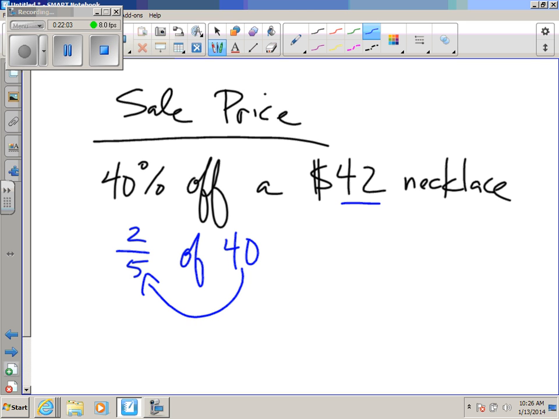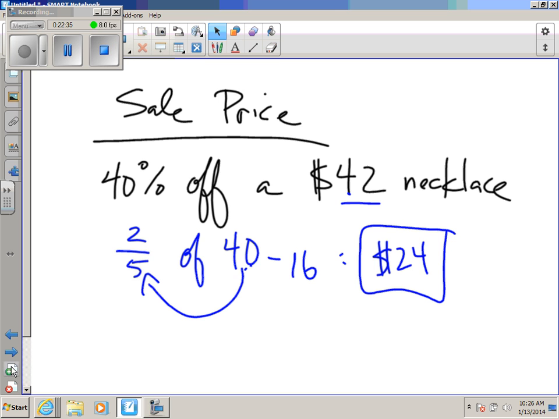And then we'd say, all right, 40 divided by 5 is 8. How many 8s do we need? So that's 16. But is our answer 16? No, because I'm going to take that 16 off of the 40. We're looking at paying somewhere around what? 40 minus the 16 would be about paying $24 for it. Pretty good deal. Almost half off, right? Almost half off.